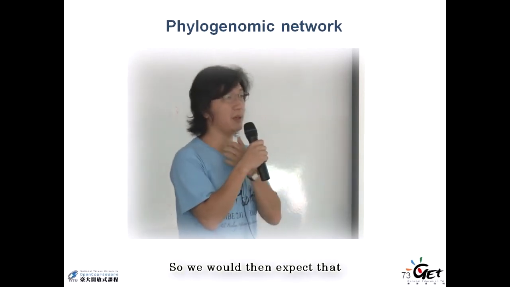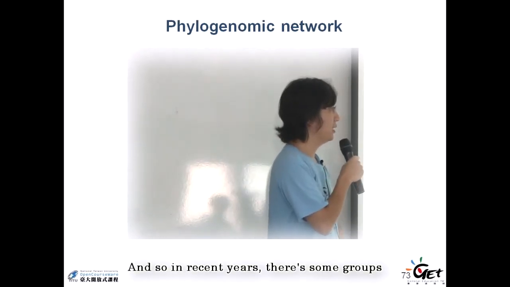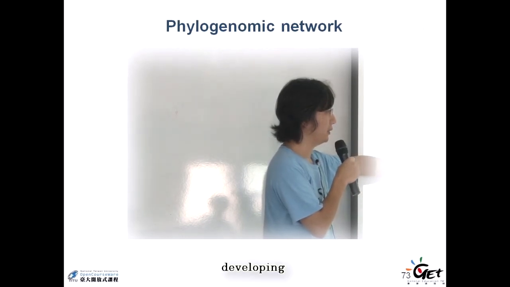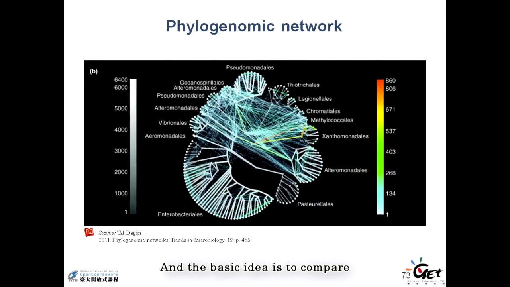We would then expect that the bacterial genome will be highly dynamic. And in recent years, some groups developed something called the phylogenomic network. The basic idea is to compare different genomes, and to compare a particular part of the genome to see if it is similar to other taxa. Then they use this special network to reconstruct possible horizontal gene transfer events or to trace genome evolution. So in order to get something like this one, I probably need to explain a little bit about how they do it.